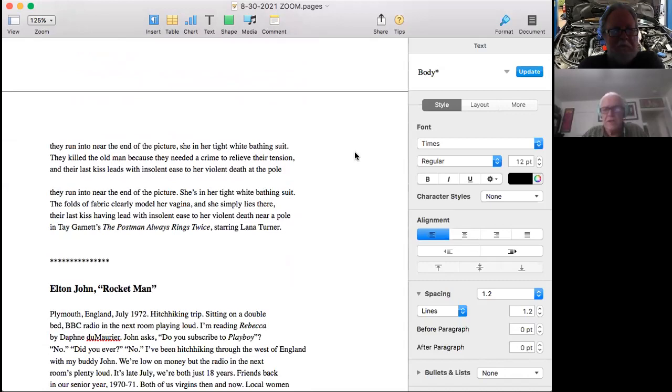They kill the old man because they needed a crime to relieve their tension, and their last kiss leads with insolent ease to her violent death at the pole they run into near the end of the picture. She's in her tight white bathing suit. The folds of fabric clearly model her vagina, and she simply lies there, their last kiss having led with insolent ease to her violent death near a pole in Tay Garnett's The Postman Always Rings Twice, starring Lana Turner.